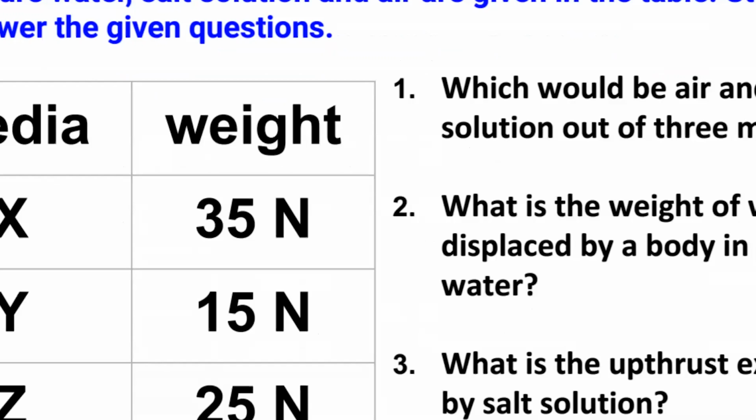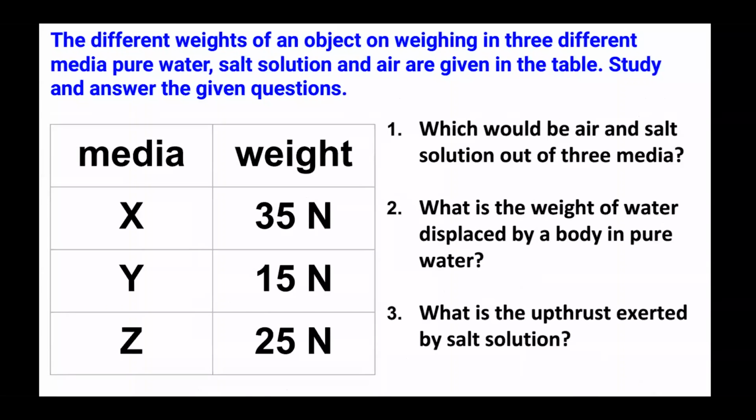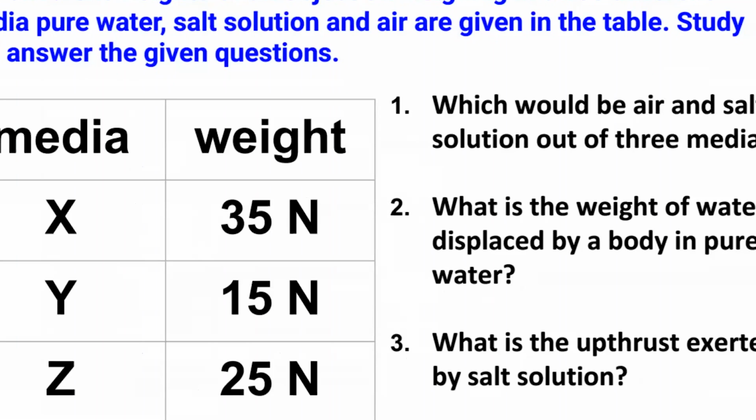And in this table, the real weight, that means X, is 35 Newton, right? And the weight in pure water is 25 Newton. That means Z is pure water and X is here. So 35 Newton is the real weight, and 25 Newton is the weight of that body in the water. That is apparent weight, right? And real weight minus apparent weight means 35 minus 25 equals 10 Newton is the weight lost by a body. And weight lost by a body is equal to upthrust. And according to Archimedes principle, upthrust is equal to weight of water displaced or weight of liquid displaced. Means question number 2 answer is 10 Newton.